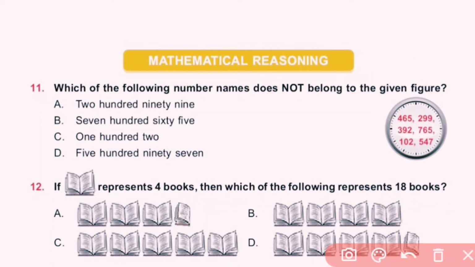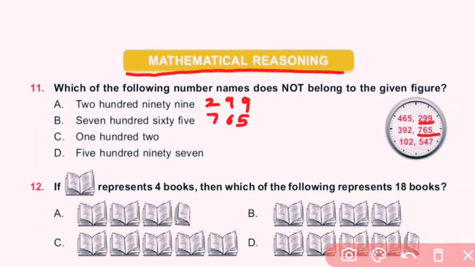Next section is mathematical reasoning. Question number 11. Which of the following number names does not belong to the given figure? Here option A is 299. It is belonging to figure. 765. It is also belong to this figure. 102.